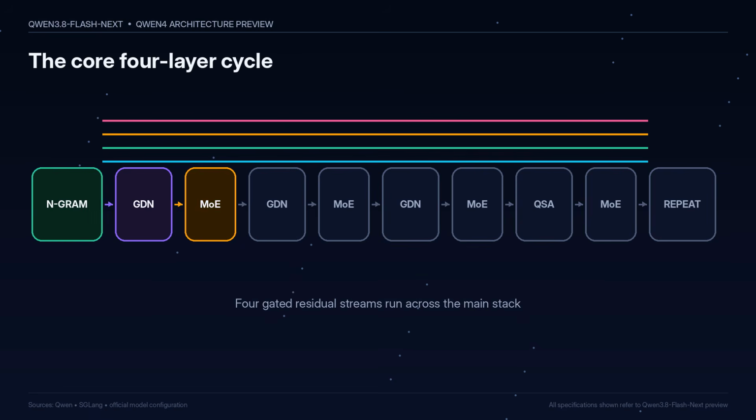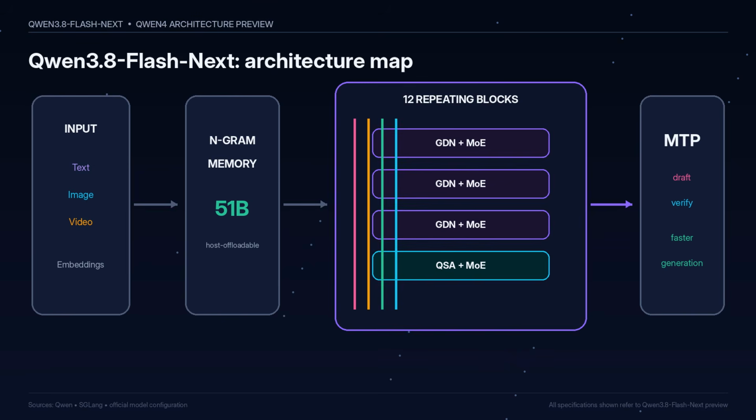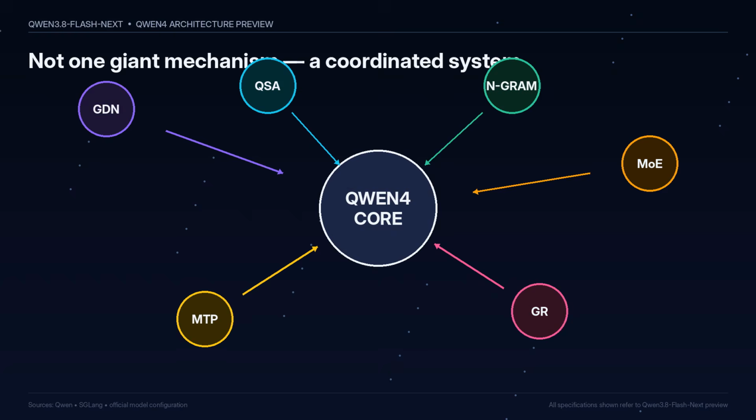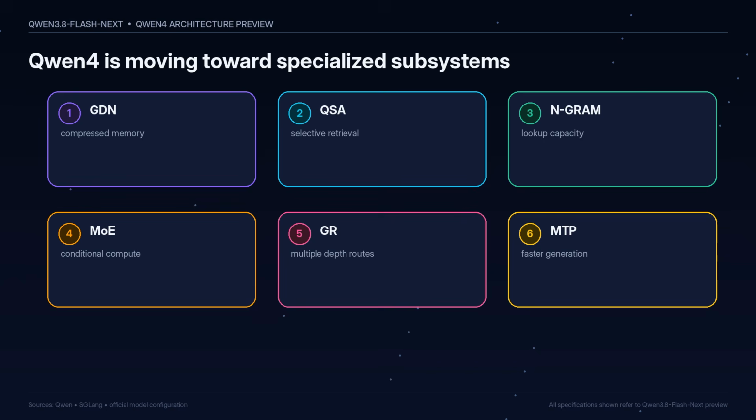The structure is essentially n-gram memory, GDN, MoE, GDN, MoE, GDN, MoE, QSA, MoE. Repeat. With gated residual pathways running across the entire network. And this tells us something important about Qwen4. The most interesting thing isn't one individual feature. It's the direction. LLMs are slowly moving away from the idea that everything should be one enormous standard transformer. Qwen is separating the problem into specialized systems.